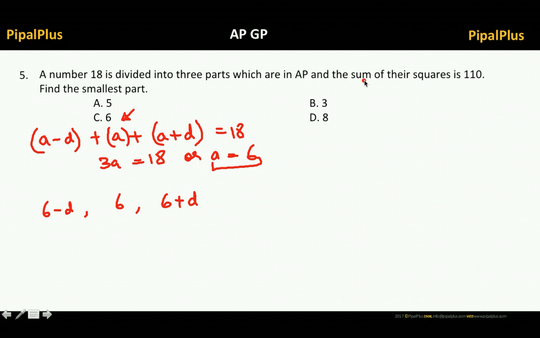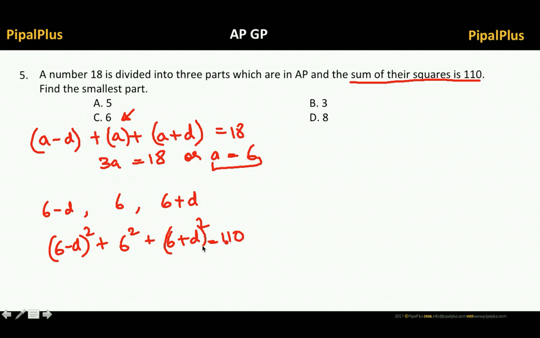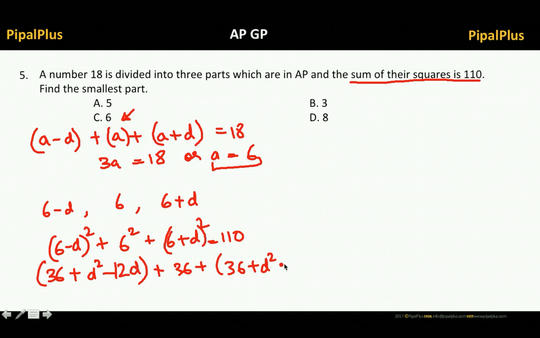Now what is also given to us is that the sum of their squares is 110. So let's do that. So the square of 6 minus D plus the square of 6 plus the square of 6 plus D adds up to 110. So what we get here is 36 plus D square minus 2 into 6 into D, which is 12D. Then we get 36 from here, and we get 36 plus D square plus 12D equals 110.